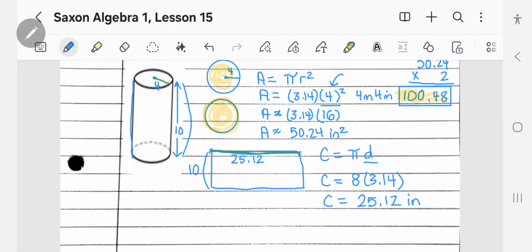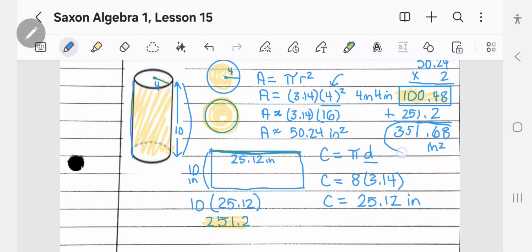And we know how to find the area of a rectangle. We multiply length times width. So 10 times the 25.12 is going to give me 251.2, because it's just going to move that decimal one place. So now we know that the area of that side, all of this, not including the top and bottom, is this figure 251.2. So when we add these together, that's going to be our total surface area. 351.68. Now, what kind of unit is that going to be? Well, just like when we did the area of the circles, this is inches times inches, so this is square inches. This is your total surface area.